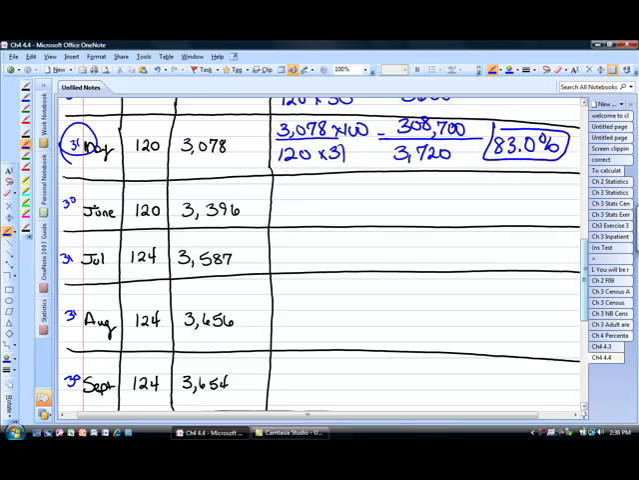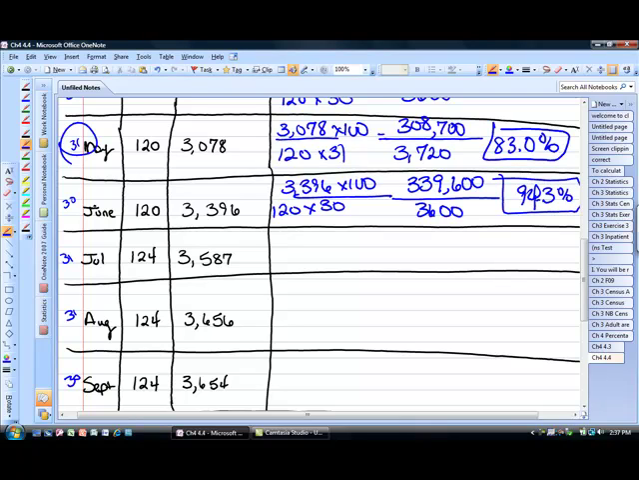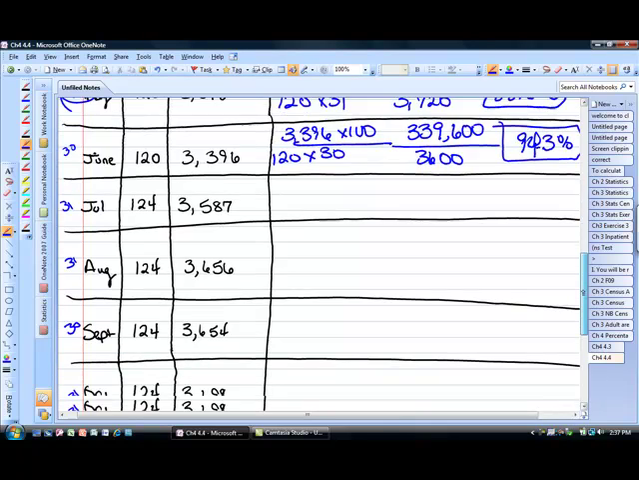Okay, as we go to June, we have 3,396 times 100 over our 120 times 30. That gives us 339,600 over 3,600 for an end result of 94.3%. Okay, so we'll work all of these in the same manner.